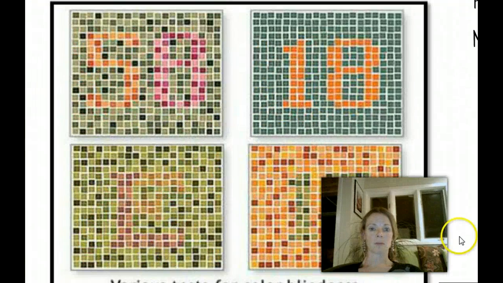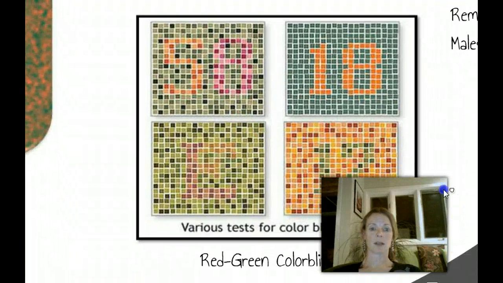So here's just kind of one example of a colorblindness test. This is red-green colorblindness. So basically, hopefully you can read all of these numbers in here, and actually I believe that's a letter, yes. But people that have red-green colorblindness would not be able to see any numbers. They'd just see all these different squares.